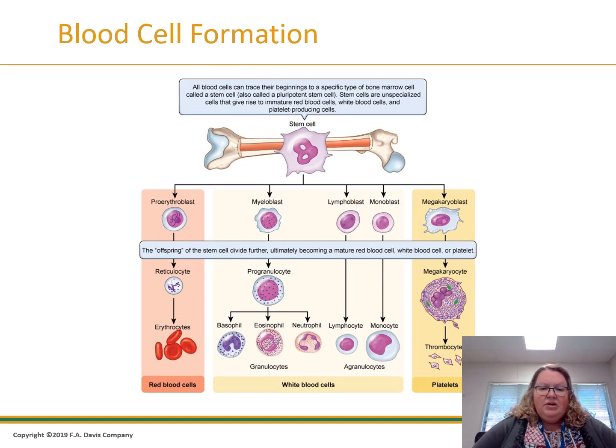For white blood cells especially, these progranulocytes can be basophils, eosinophils, and neutrophils. Lymphoblasts and monoblasts turn into monocytes and lymphocytes. So these blasts are another word for immature blood cells. White or red, they are immature. Whereas the offspring of the stem cell divide further, ultimately becoming a mature red blood cell, white blood cell, or platelet. Look at this little platelet right here.